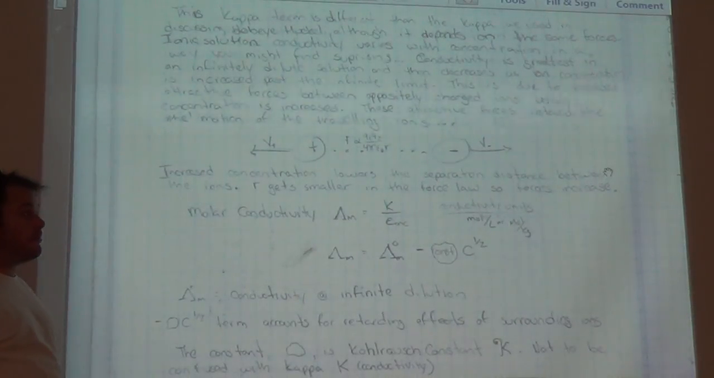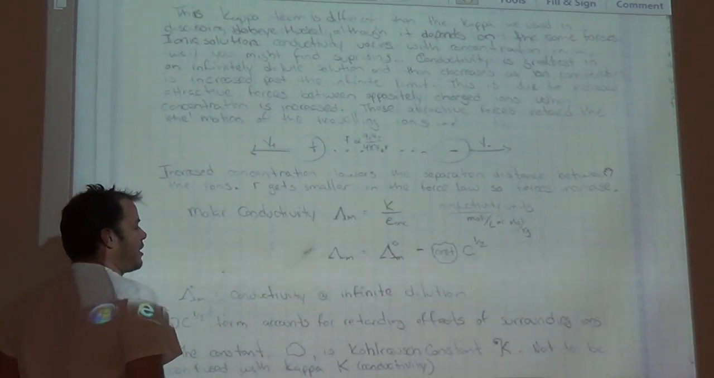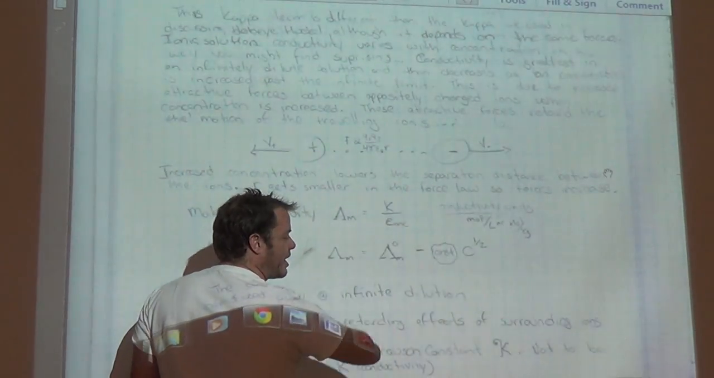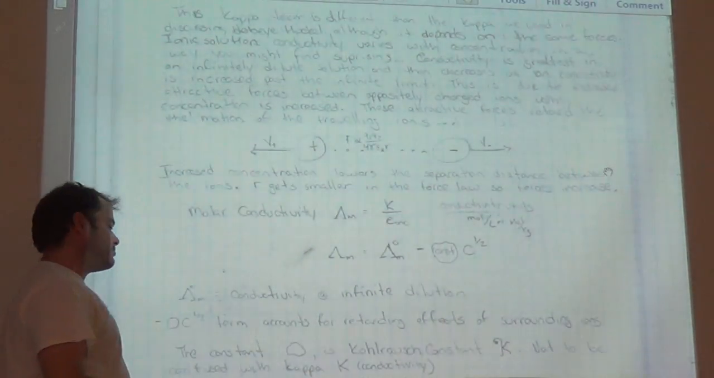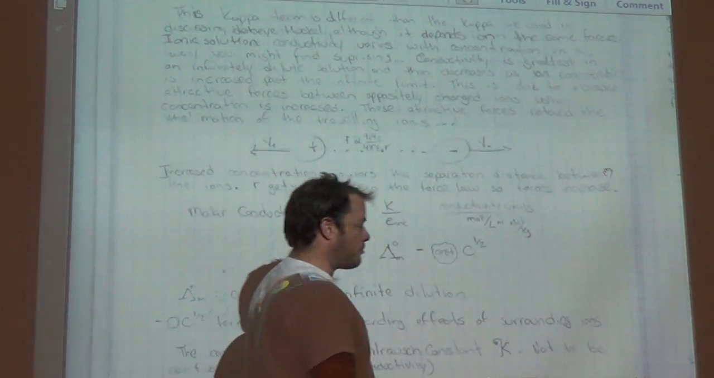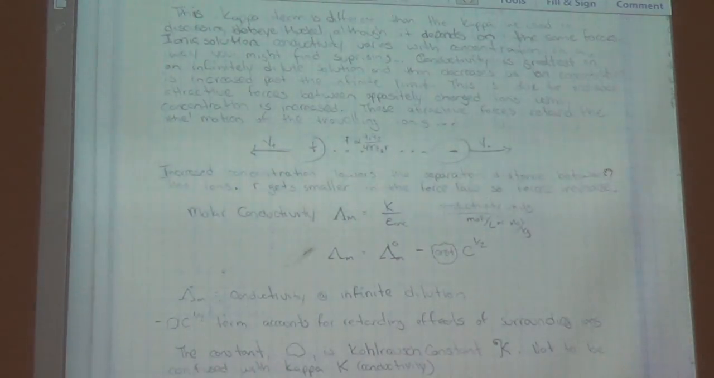derivation of the Debye-Huckel theory. So there's just way too many K's. But just remember that this kappa here is not the same as that kappa. It's a different K altogether. And that's just to describe this result that conductivity decreases with concentration.